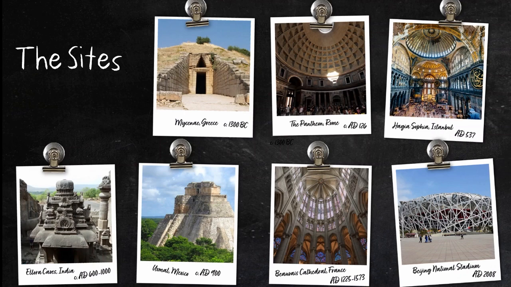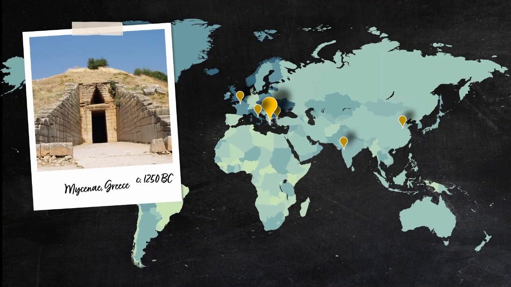I'm not going to go into the history of these really incredibly fascinating sites today. And rather than just explaining these different architectural elements in the abstract, we're going to see how they work in real monuments and sites around the world. So to begin, let's go to the ancient city of Mycenae, located about 75 miles southwest of Athens in Greece.